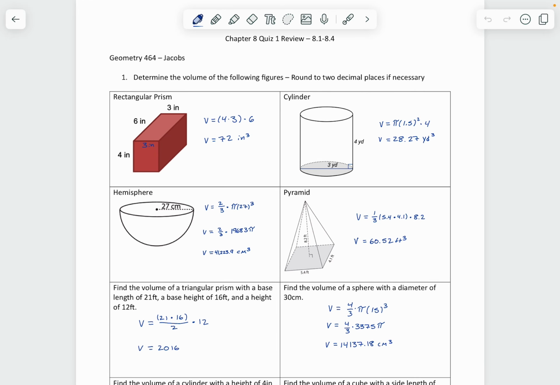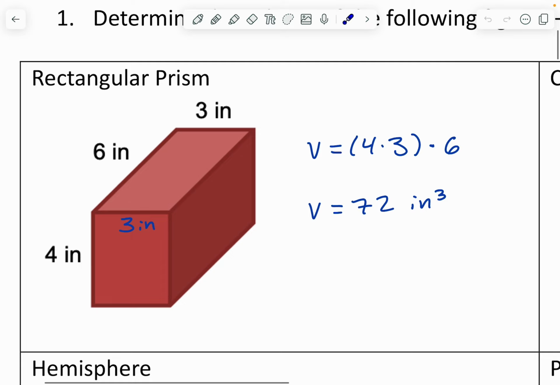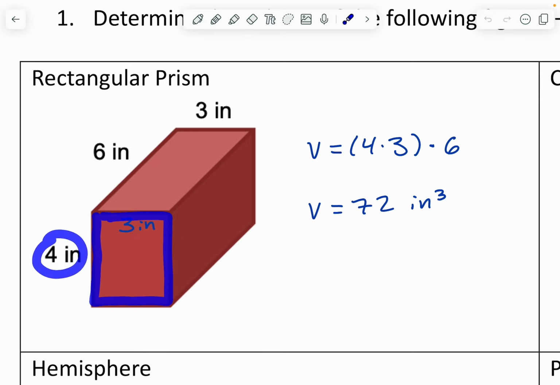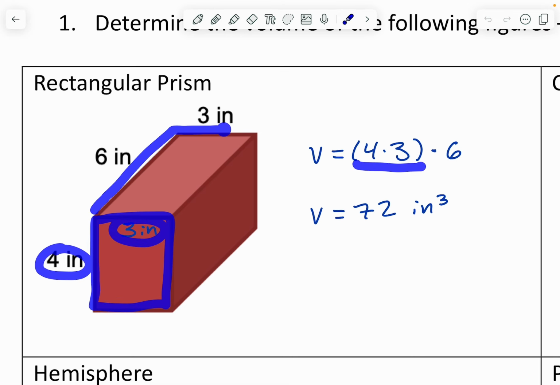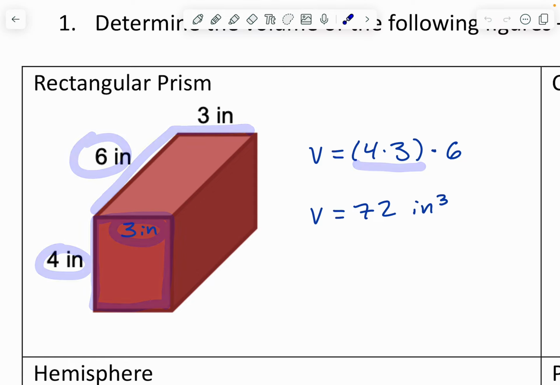For all of these, we want to determine the volume of the following figures, rounding to 2 decimal places if necessary. First, we want to find the volume of a rectangular prism. First, we identify the base. We have the base right here, a 4 by 3 rectangle, because there's another base over there, which is another 4 by 3 rectangle. You find the area of the base, length times width, and then you multiply it by the distance between the two bases, which is 6, which we call the height. Length times width times height gets you 72 inches cubed.